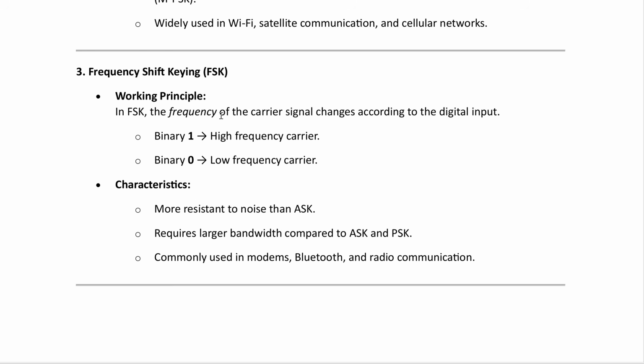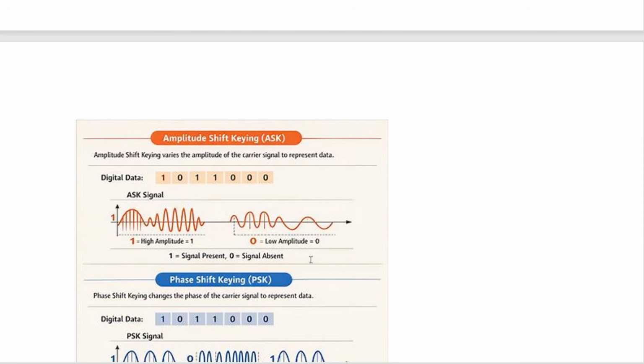And the last is frequency shift keying, or FSK. The working principle behind frequency shift keying says that the frequency of the carrier signal changes according to the digital input. Binary 1 means a high frequency carrier, binary 0 represents a low frequency carrier. Characteristics: frequency shift keying is more resistant to noise than amplitude shift keying. It requires larger bandwidth compared to amplitude shift keying and phase shift keying. It is commonly used in modems, Bluetooth, and radio communication.